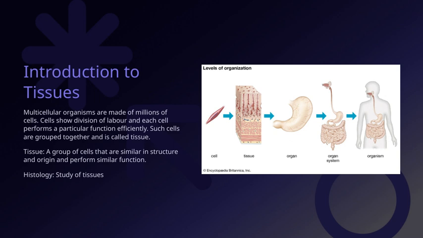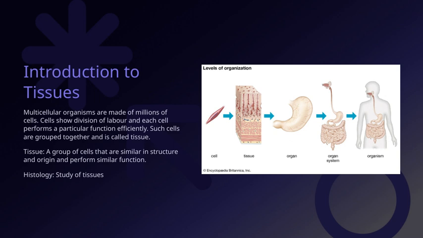Now, these specialized cells don't just float around independently. Instead, they group together based on their similar structure and origin. When cells with common features team up, we refer to this group as a tissue. Understanding tissues is crucial because they form the building blocks of our organs and systems.